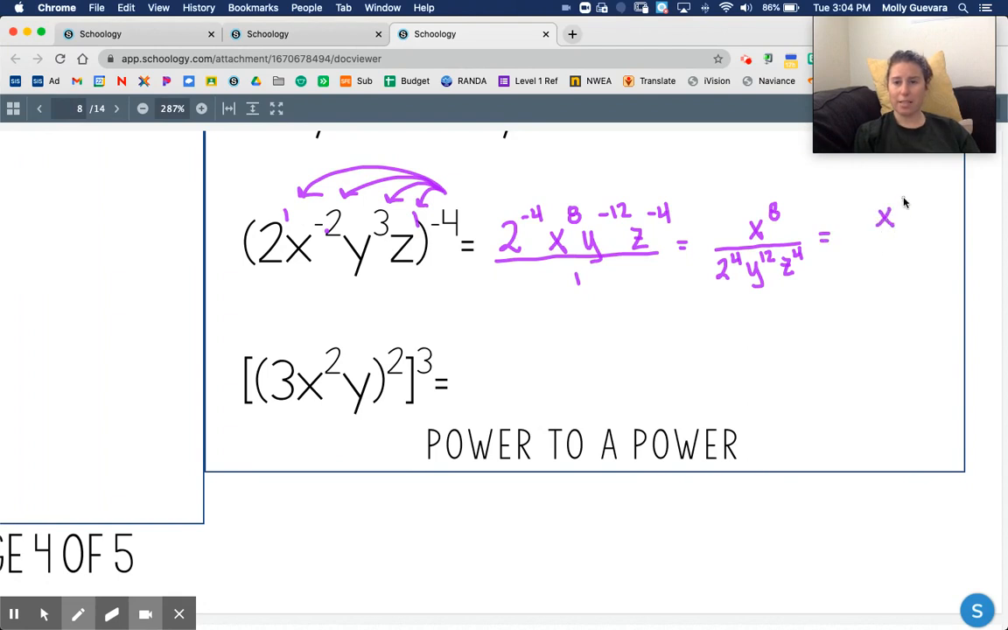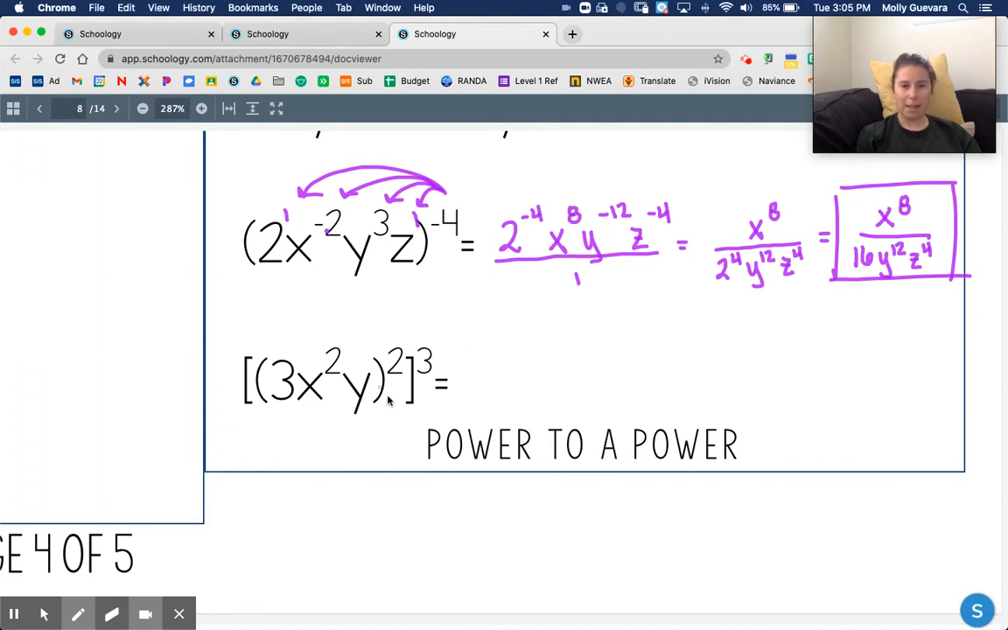And then the last thing I can do is I know what 2 to the 4th is, right? 2 times 2 is 4, times 2 is 8, times 2 is 16. So 2 to the 4th is 16. So 16y to the 12th, z to the 4th. So again, making sure that we're paying attention to negative exponents.